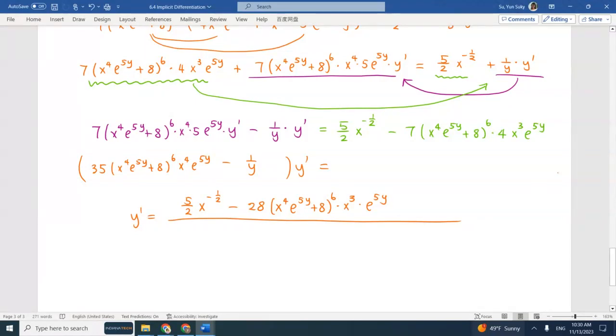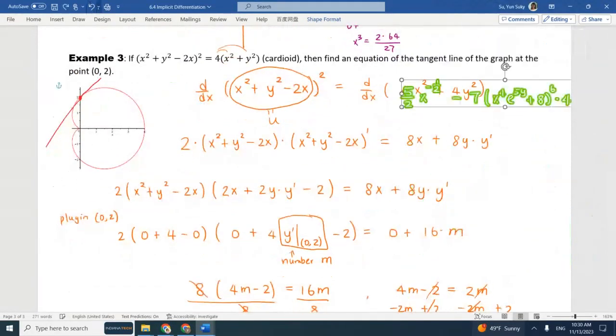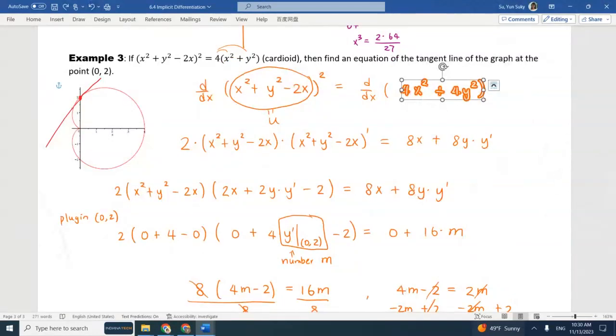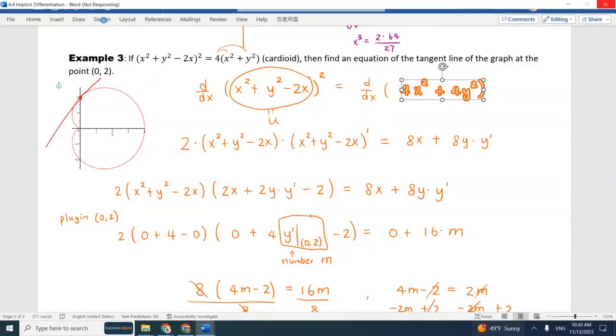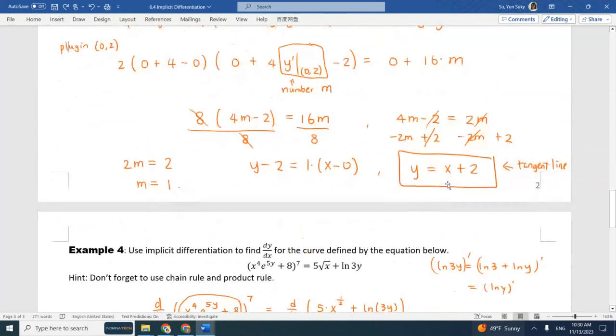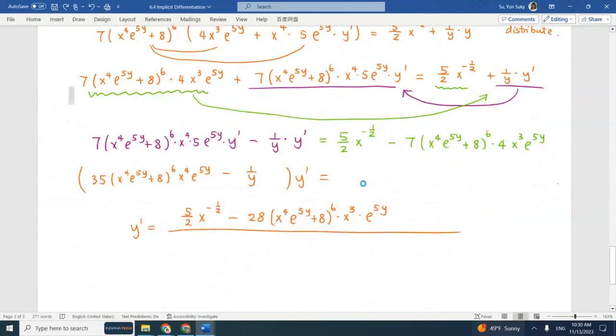The right hand side stays the same. We don't touch it. Oh, you know what? I can do this. Oops. Hey, I want to copy down here. My Word is not responding. Okay.